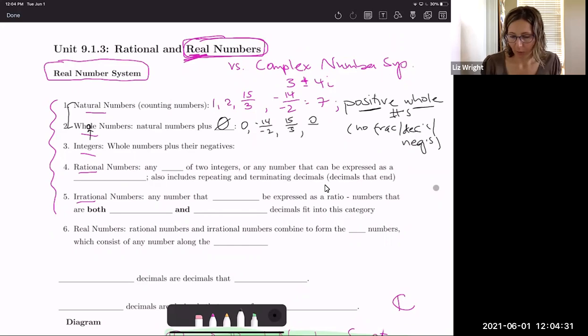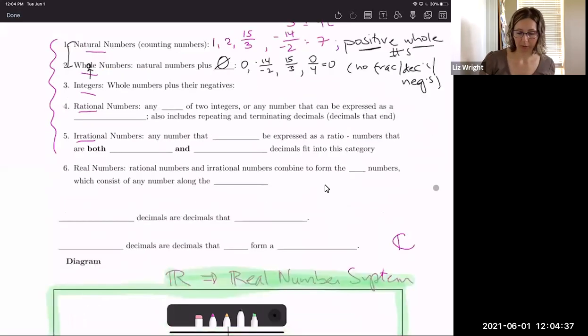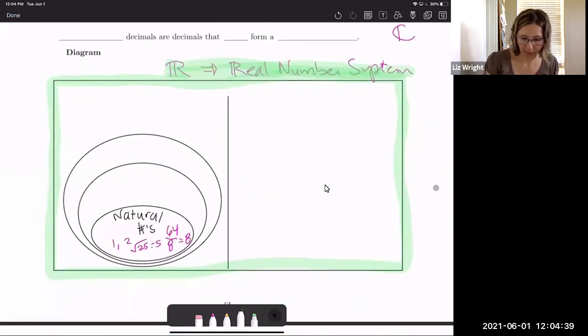It could be 0 over 4, because that's going to give me 0. So it's going to be the whole numbers plus all of the natural numbers. So that's what this next category is. The next basket on the outside is whole numbers. And what is the only unique number? The only unique number to that subset is 0. And then it could include all of the rest of these. So it could be 1, it could be the square root of 25. It's going to be any of the rest of those natural numbers.